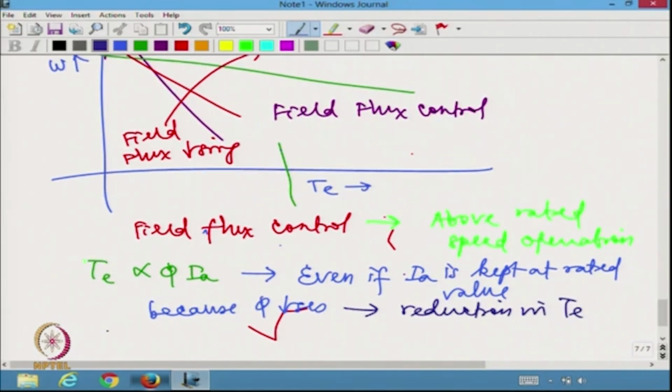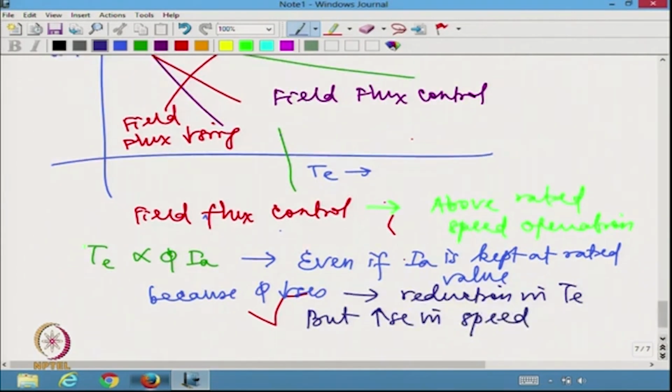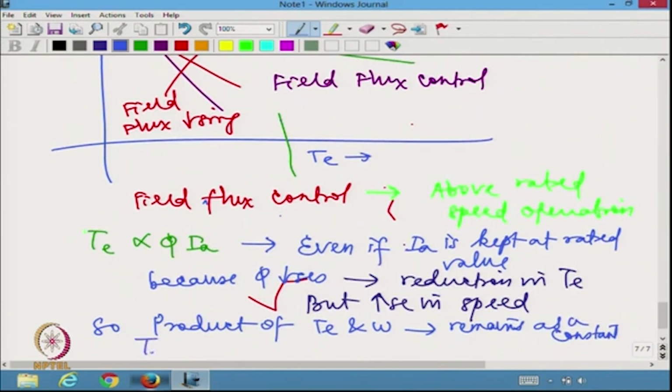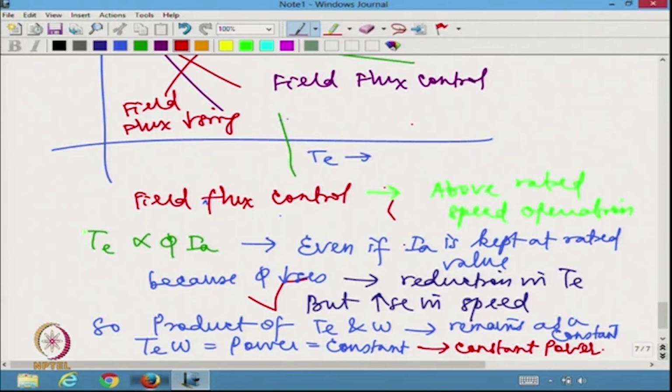So, please note there is reduction in Te but increase in speed. So, the product of Te and omega remains as a constant. So, we call this as Te multiplied by omega, which is power, which is a constant. So, we call this region as constant power region.